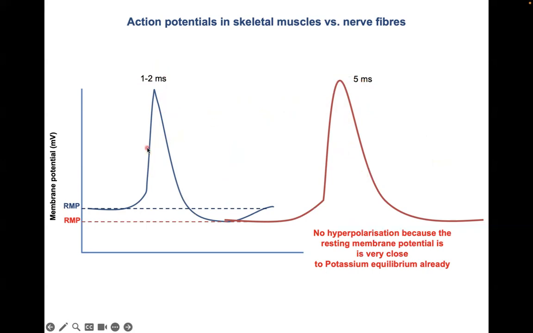Second difference, the resting membrane potential of skeletal muscles is at a more negative level. It's actually so negative that it can't get any more negative, which is why we usually don't have the hyperpolarization phase in skeletal muscles. So these are the major differences between the action potential patterns in skeletal muscles as compared to nerve fibers.